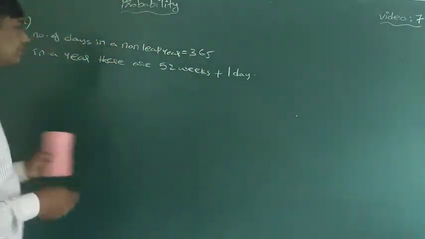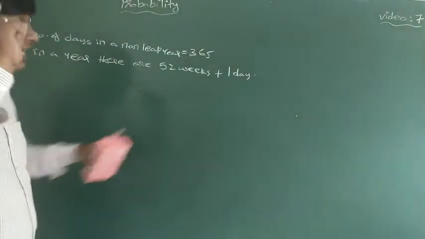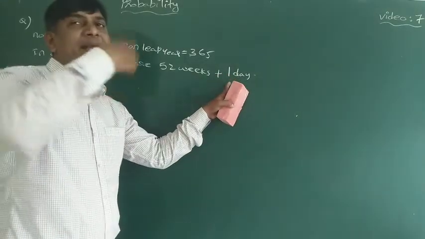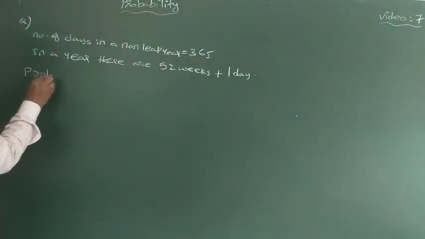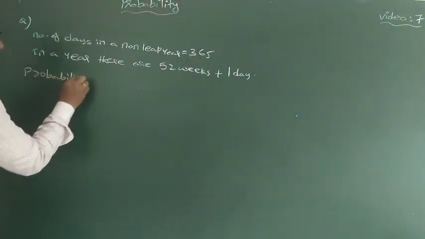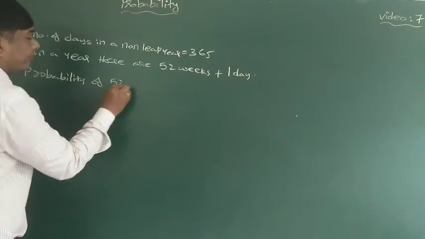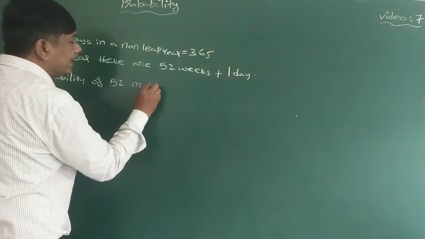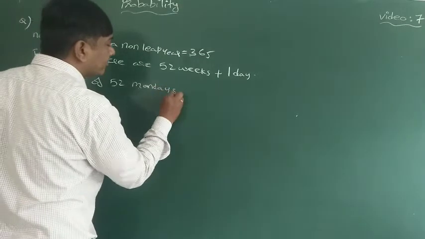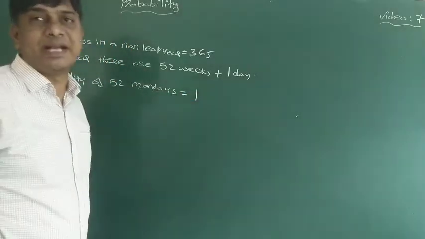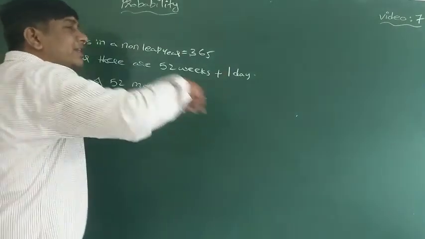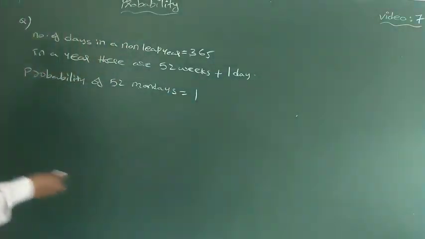This 1 additional day may be any of the 7 days. So the probability of 52 Mondays is 1, because surely you will get 52 Mondays. This 1 additional day is a different day.